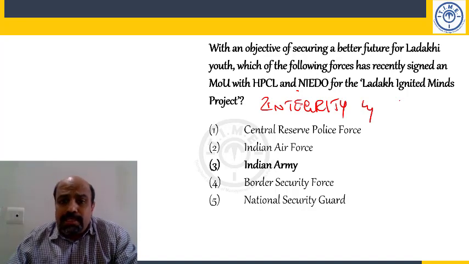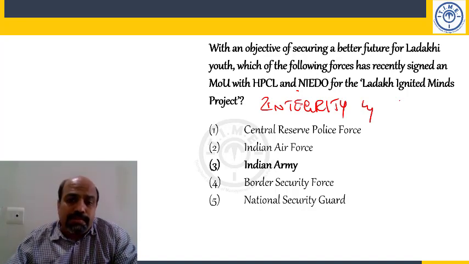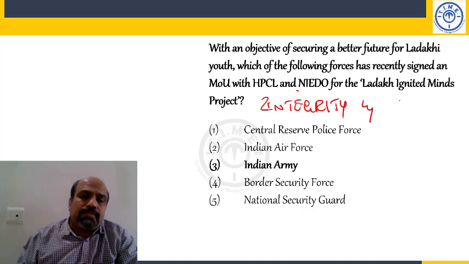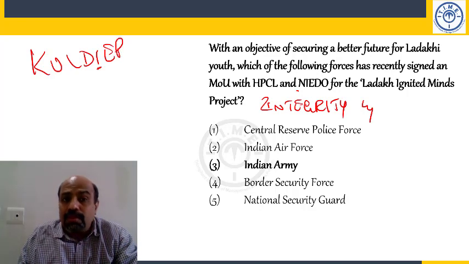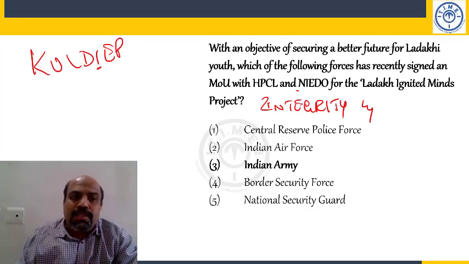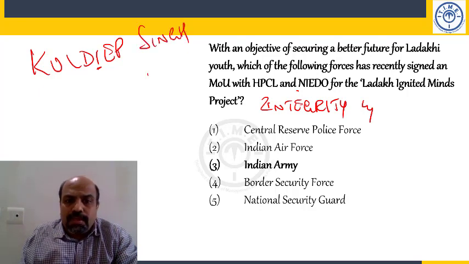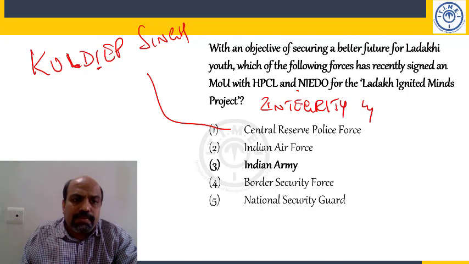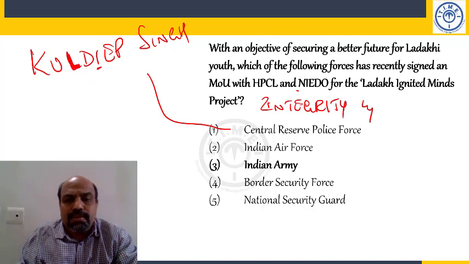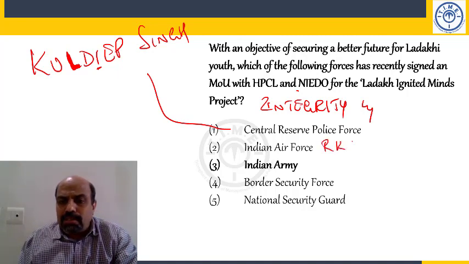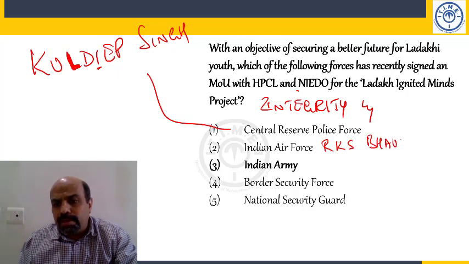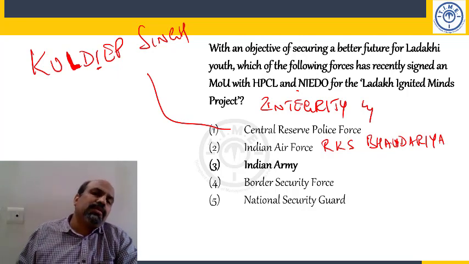So who are these heads? Central Reserve Police Force, CRPF. Who is the head of CRPF? Kuldeep Singh. I went to the website of CRPF and found this spelling: K-U-L-D-I-E-P, Kuldiep Singh, the Director General of CRPF. Next, Indian Air Force Chief: Rakesh Kumar Singh Bhadauria.